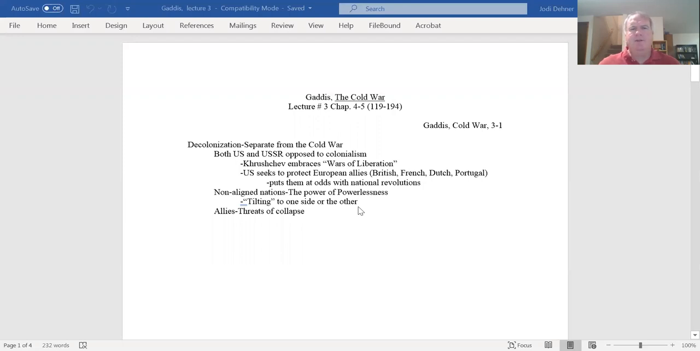You also have something that's very curious. You have the states aligned with the United States, called the West, and then you have the states aligned with the Soviets, known as the Communist Bloc, which in the thinking of the United States and the West included China. And then you have a bunch of states that are called the non-aligned states. They haven't really signed on to one side or the other. This gives them a certain amount of power because they can tilt, as they say, one side or the other.